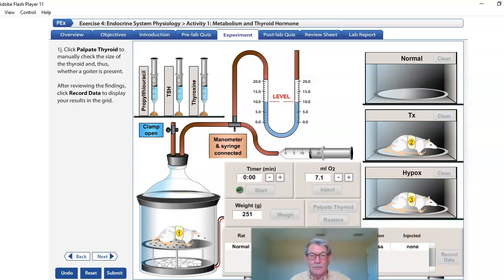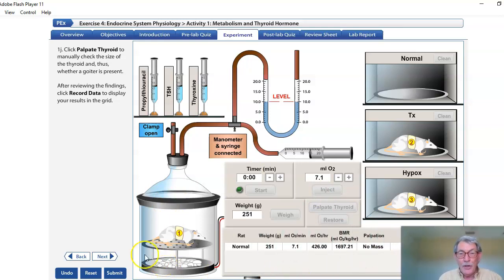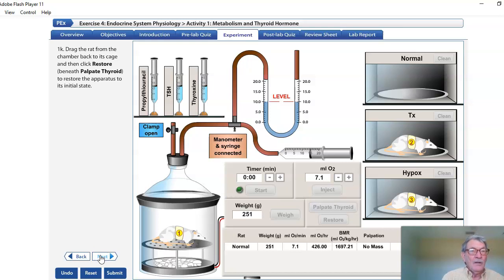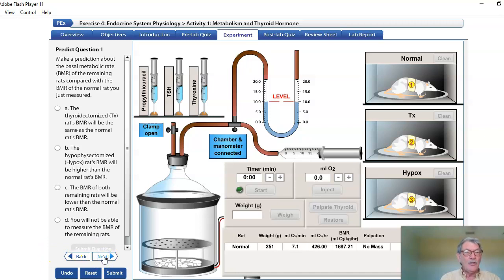Record data. Okay. Good. Now you don't have to write down each number separately because look, his weight was this, milliliters per hour, then divided by his body weight gave 1697. He had no mass. In other words, he didn't have a goiter. And he didn't receive any injection. Drag the rat from the chamber back to its cage. Restore, beneath palpate thyroid, in order to restore the apparatus to its initial state. Great. Now I can do the next rat.